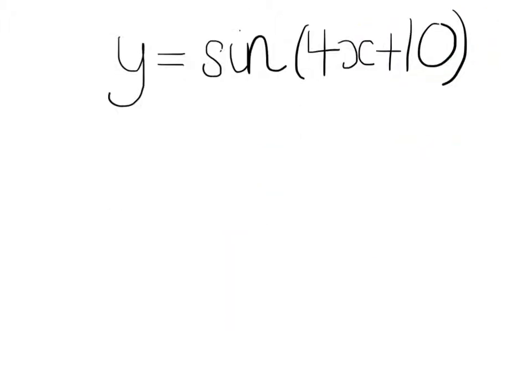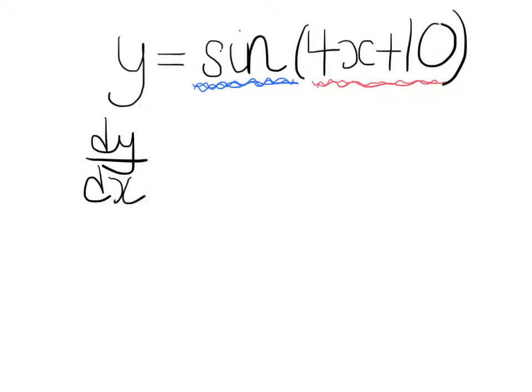Okay, here's another thing where we've got something inside something else. This time the baby is going to be this bit inside the brackets because it's inside the sine. And then the mum is the sine function. So we know what we get when we differentiate sine. We know that that goes to cosine.